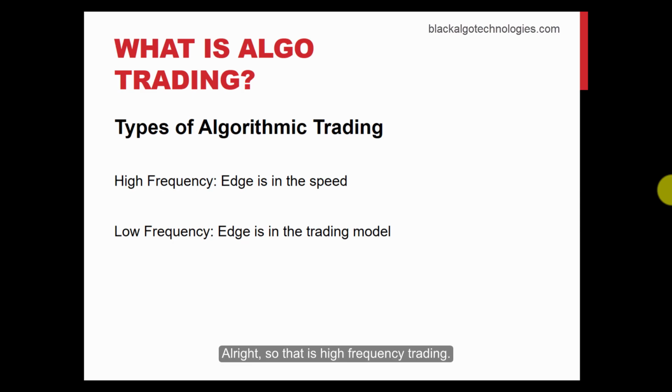Alright, so that is high frequency trading. This course is not about high frequency trading. This course is about low frequency trading. In low frequency trading, the edge is in the trading model. So you need to find some kind of market inefficiency that exists, build a model around it, and trade that. You don't have to be the first one there. You don't have to be fast. Therefore, it is called low frequency trading. You don't trade as frequently as you would in the high frequency case.